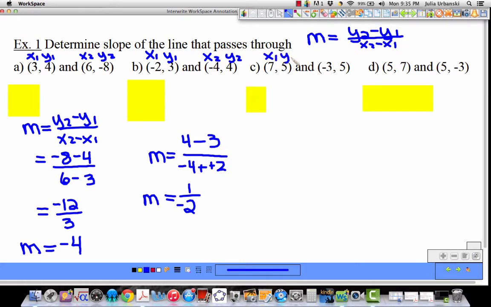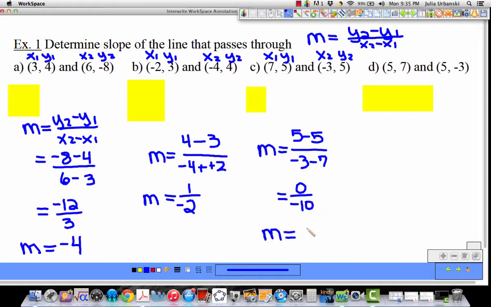For this one, x1, y1, x2, y2, the slope is y2 minus y1. So that's 5 minus 5. On the bottom we have negative 3 minus 7. So this is a slope of 0 over negative 10. Are you allowed to have 0 on top? Yes. 0 divided by negative 10 is 0. The only thing you're not allowed to ever have is 0 on the bottom of a fraction.